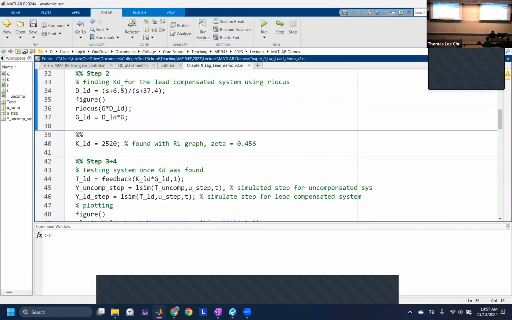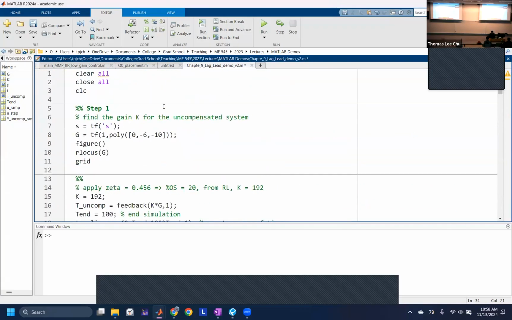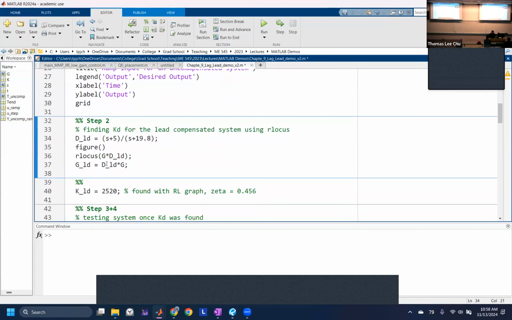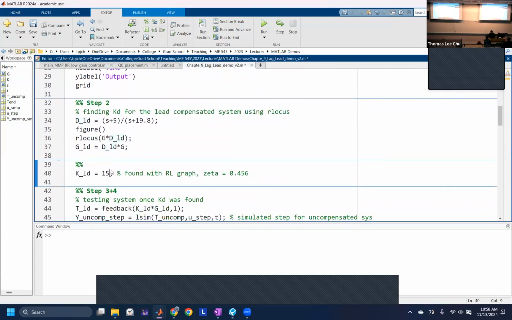Okay, so then we found that for the lead compensated system, I got, this might be a different problem. These are different values. All right, let me fix this on the fly. We got 5 and 19.8. Let me just check 0, minus 6, minus 10. Okay, we're good. And then from there, we found it was 1,360. I wonder why I changed these values.